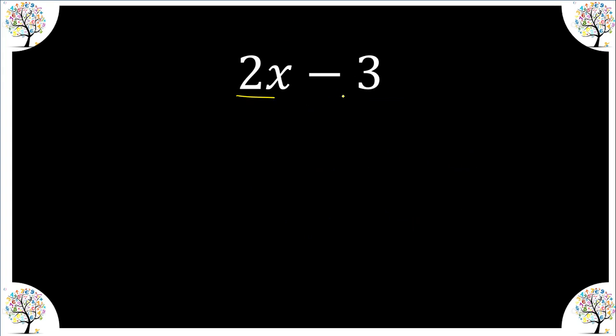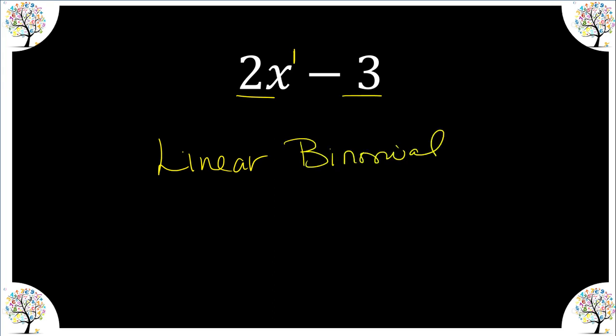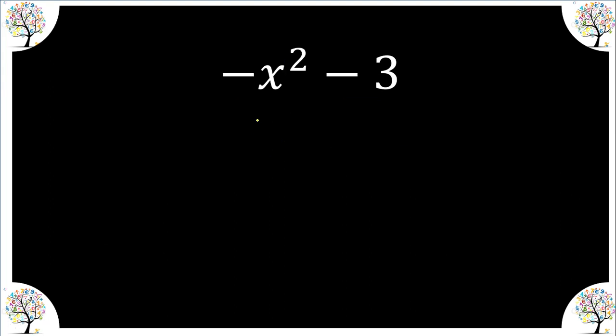Here we have 2 terms. We have a linear exponent here, an exponent of 1. So we call that a linear. It would make a line if we graphed it, binomial, because it has 2 terms. We have a quadratic because their exponent is 2, and it is a binomial.